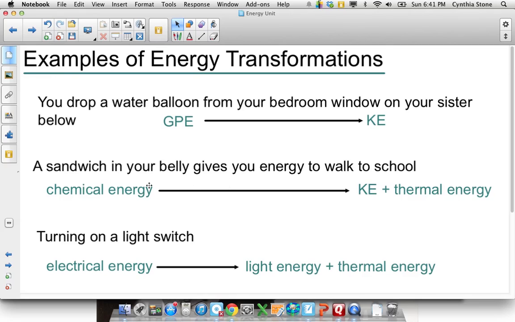Another example might be a sandwich in your belly gives you the energy to walk to school. Now if you just ate, it's just sitting in your belly. But when the sugars and the fat from it are in your cellular system, your cells turn it into energy. And that's a chemical reaction. So that's what the chemical energy is. And it turns into kinetic energy, which is your motion, plus thermal energy, because you get kind of hot when you start to walk. The more you move, the hotter you get.